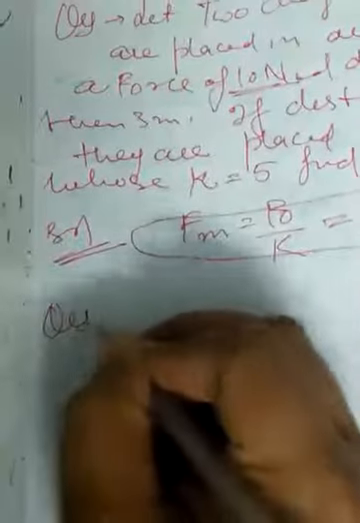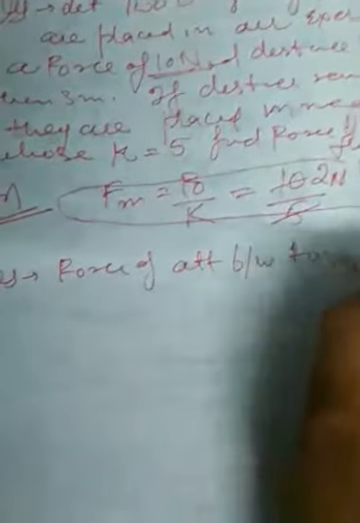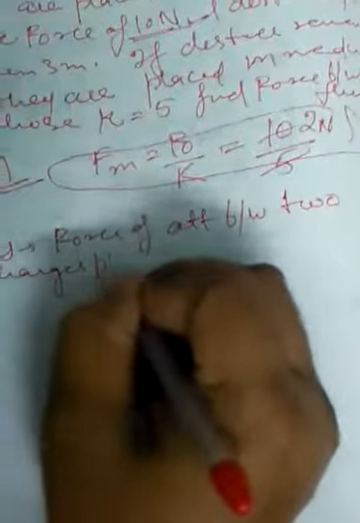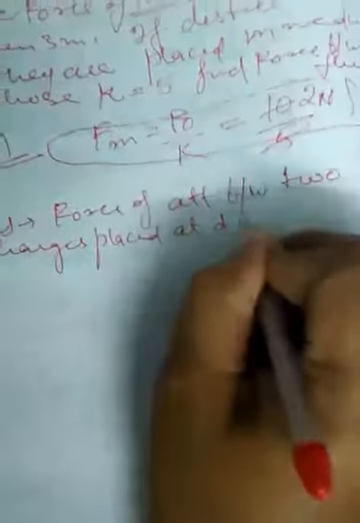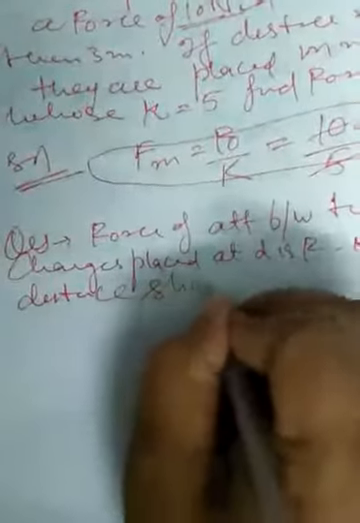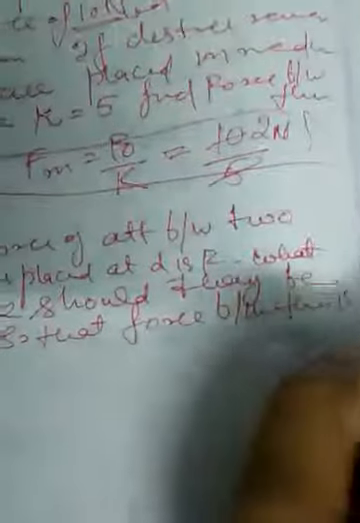Next problem is: the force of attraction between two charges placed at distance D is F. What distance should they be kept at so that the force between them is 2F? So that we have to find out.